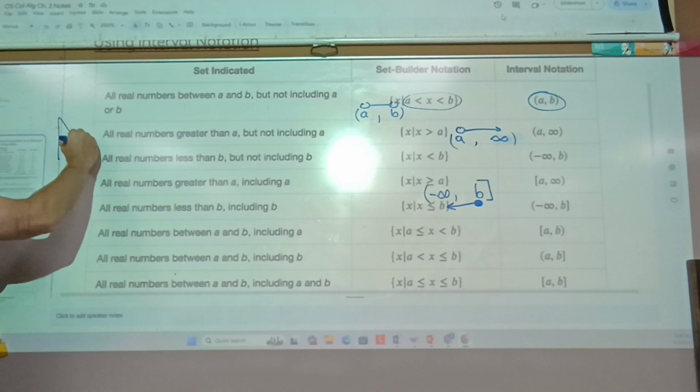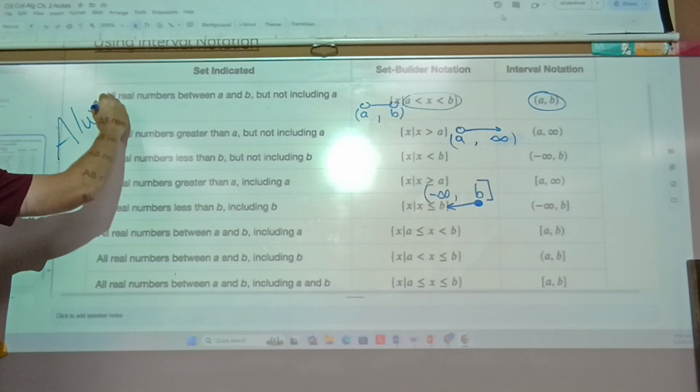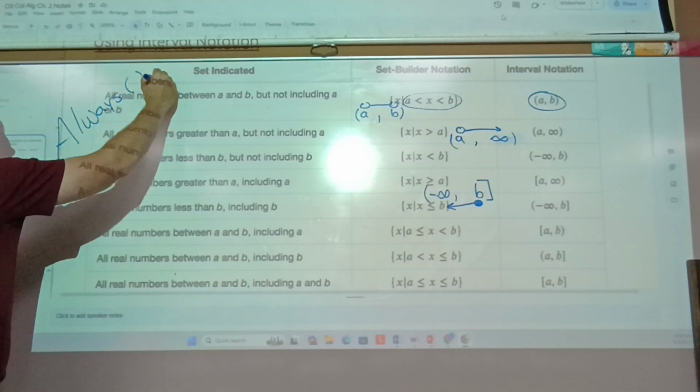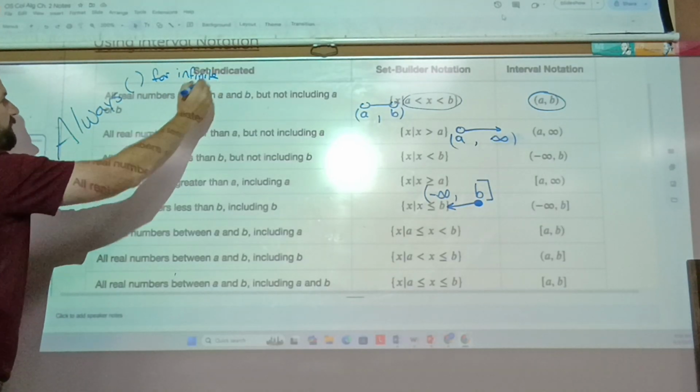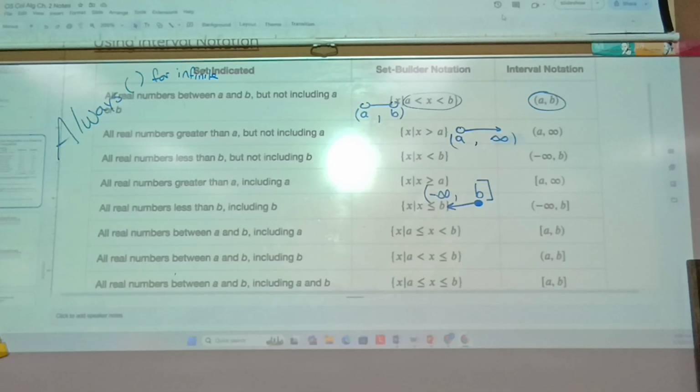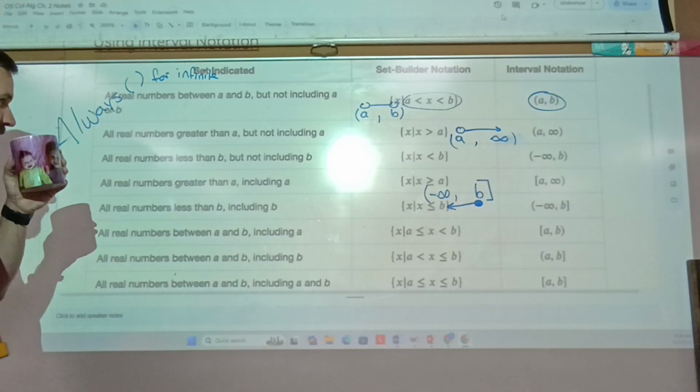So I always use parentheses for infinity. Write that somewhere. Always parentheses for infinity. Can you include infinity? No, you can't. That's not an actual value. It's always parentheses. Now, I have seen a textbook that will use a bracket for infinity, and it drove me absolutely insane because it's not right. It's always parentheses for infinity. All the homework answers, if it's infinity, it's going to be parentheses. Okay?